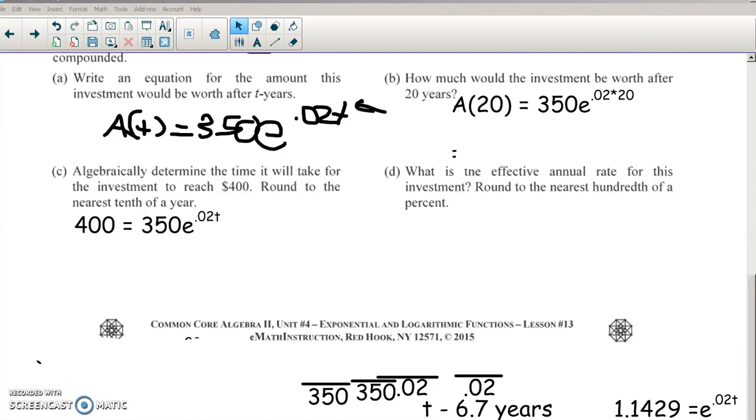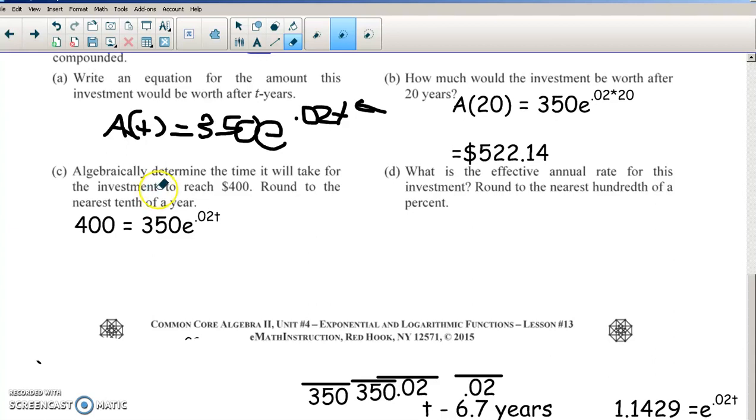So when you get to part B, it says, how much would this investment be worth in 20 years? So we take our equation, and for the time, we now have 20 years. So the amount in 20 years, $350 times e raised to the 2% over 20 years. When you do that, if you type that in along with me, you should have gotten $522.14.